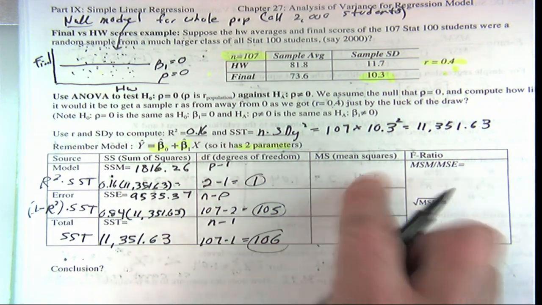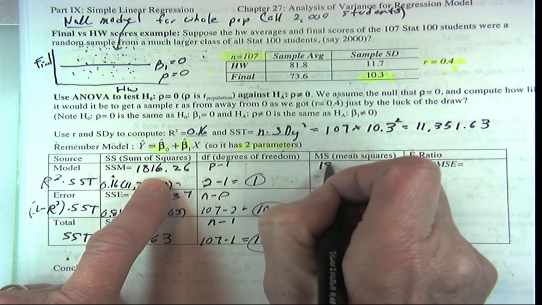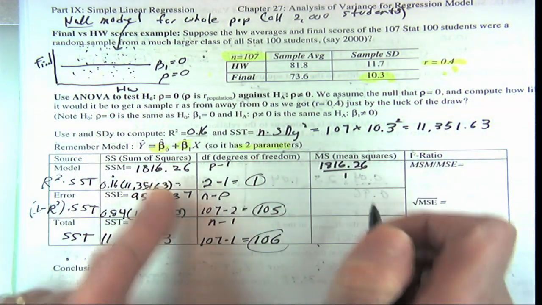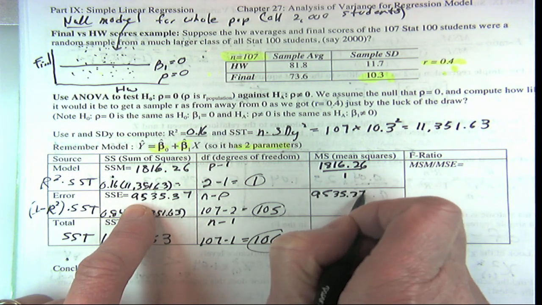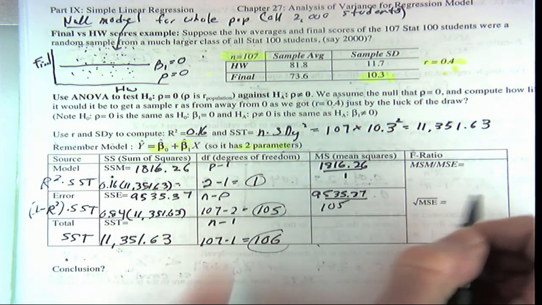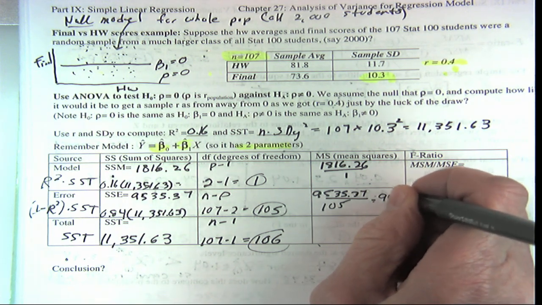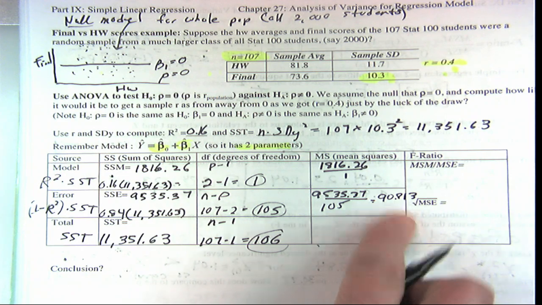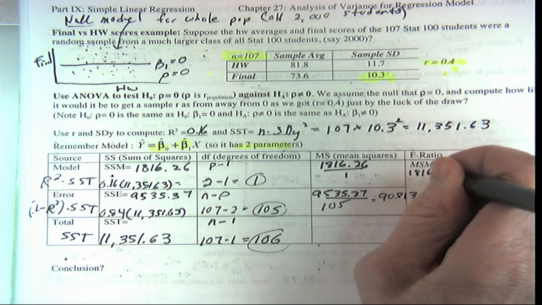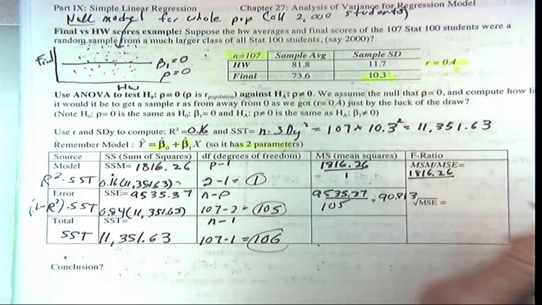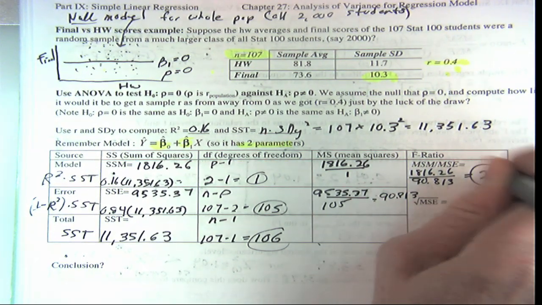They have to add up to 106. And they do. And then you're just going to take the mean squares. So you have your 1816.26 divided by 1. And here you have 9,535.37 divided by 105. And I got 90.813. Okay. Now you take the ratio of those two, 1816.26 divided by 90.813, and I got 20.